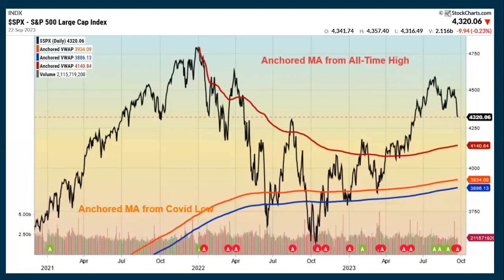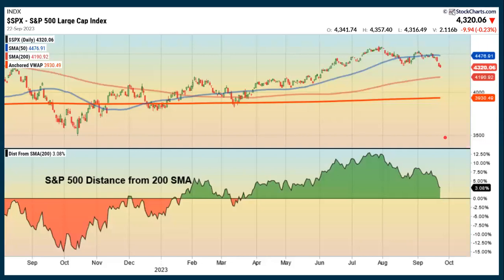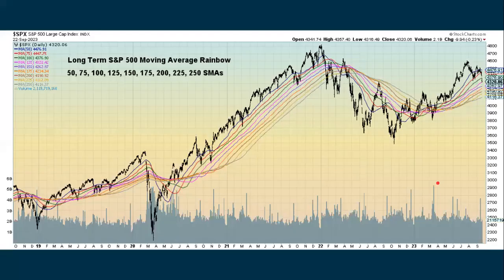We also have an anchored moving average going back to the all-time high, and we're still well above this red line. We are declining now, but we're far away from this, so I haven't been showing this chart. Then we want to keep an eye on how far we are above or below the 200-day simple moving average. Even though we've been declining, we're still above that moving average. Here's a long-term rainbow going from 50 periods up to 250 periods.